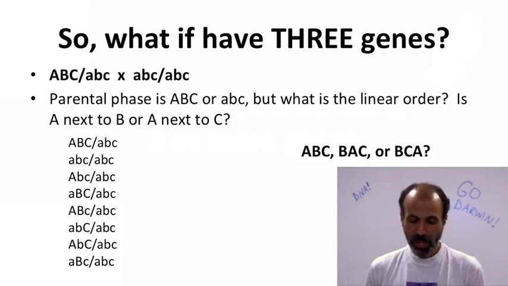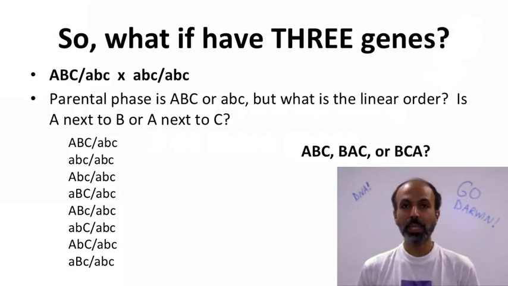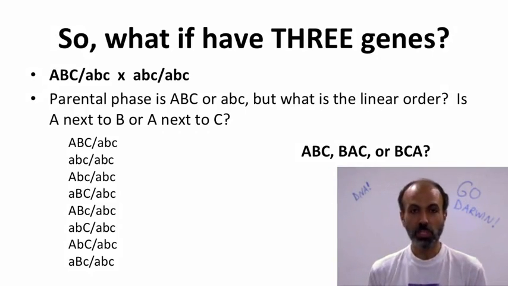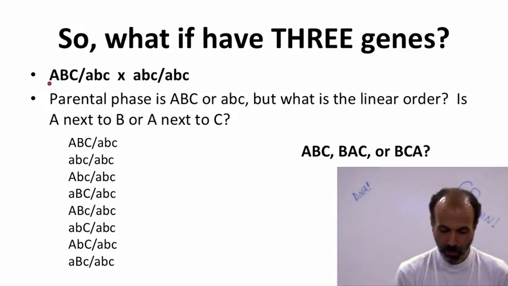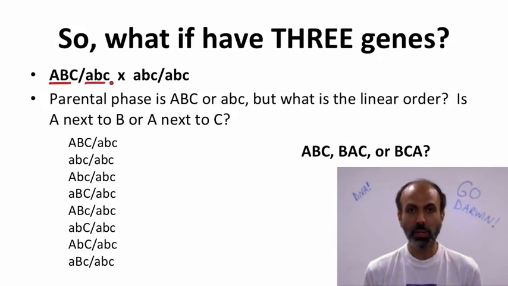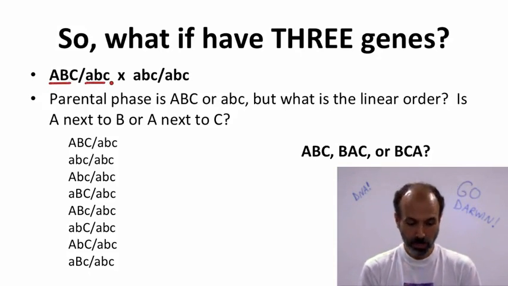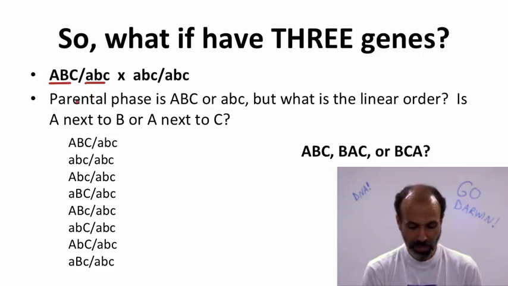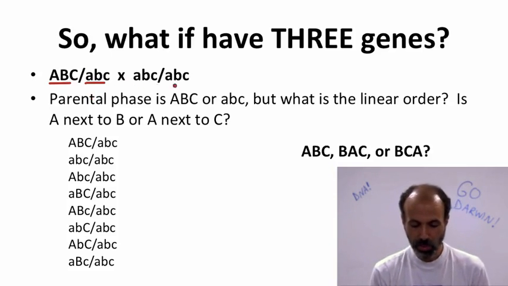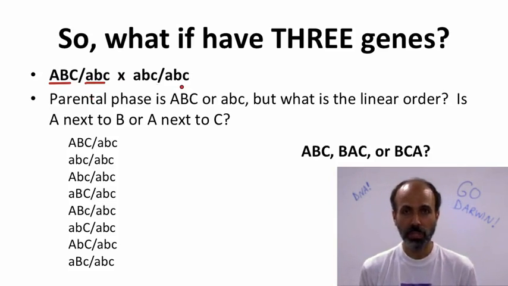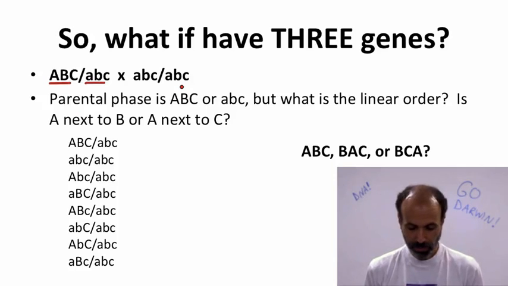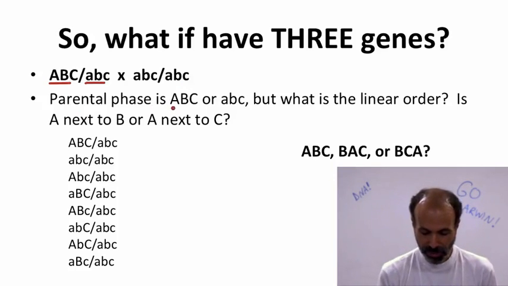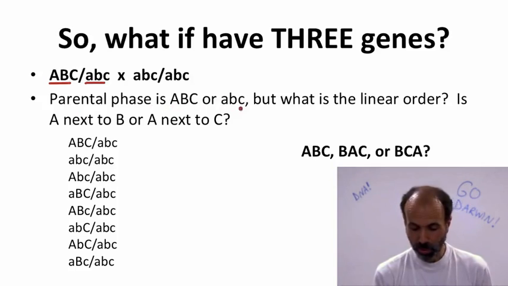So what if you have 3 genes? Let's say that you have 3 genes A, B, and C. And let's say you know the phase of these genes, where all the capitals came from one parent, and all the lowercases came from another parent. You have a heterozygote. So there's big A, little a, big B, little b, big C, little c. But in this phase as depicted here, and you're crossing it to the little a, little b, little c, just like what we did in the previous video, as a test cross.